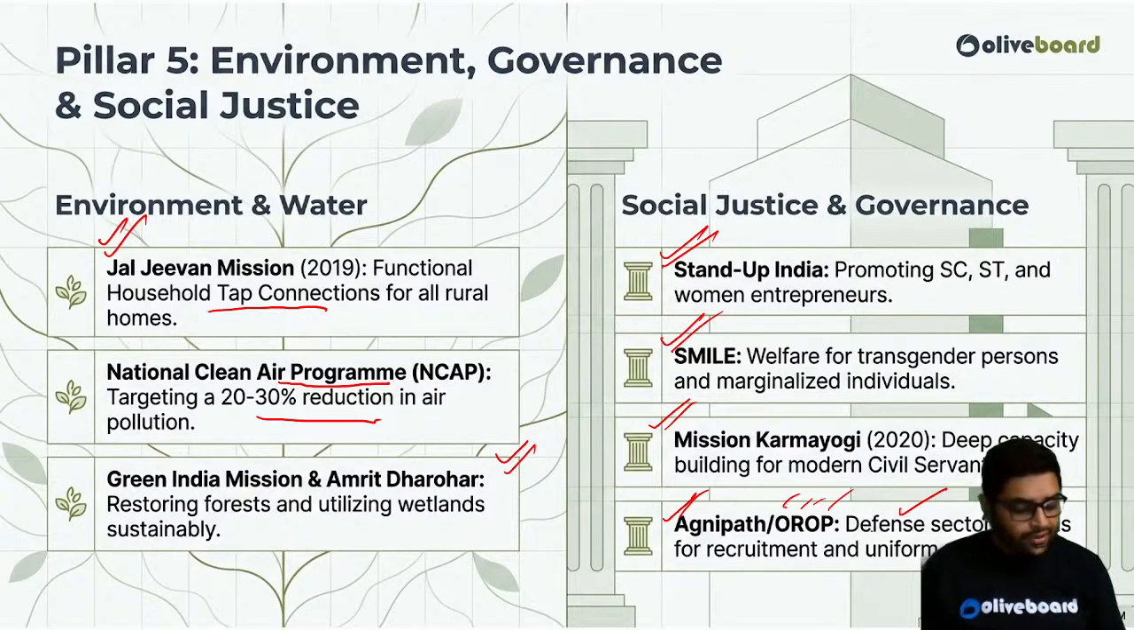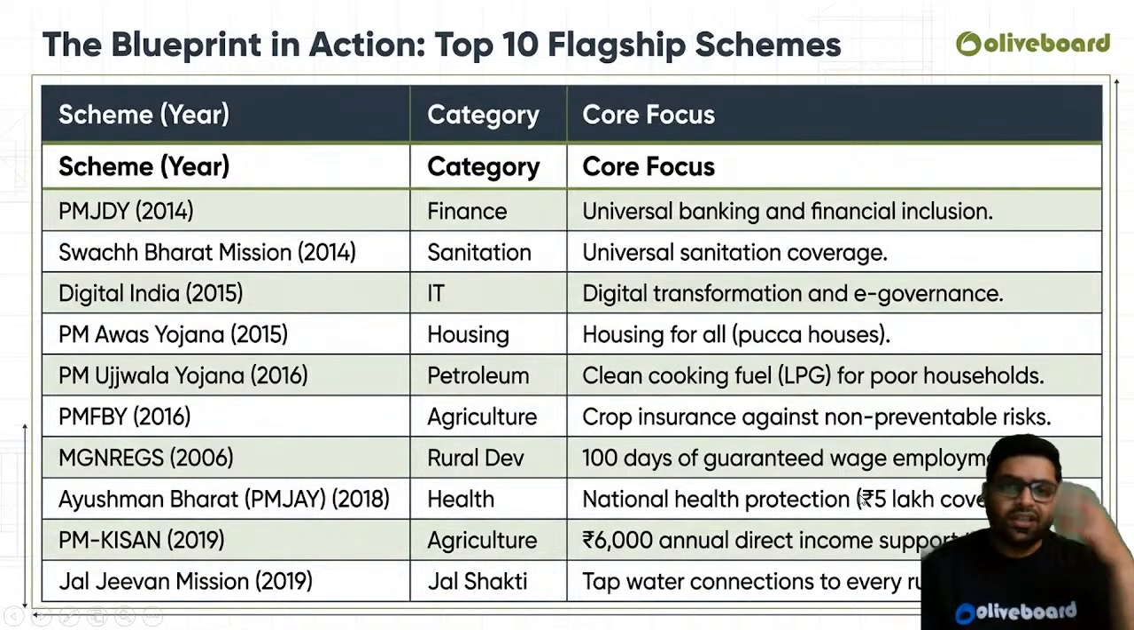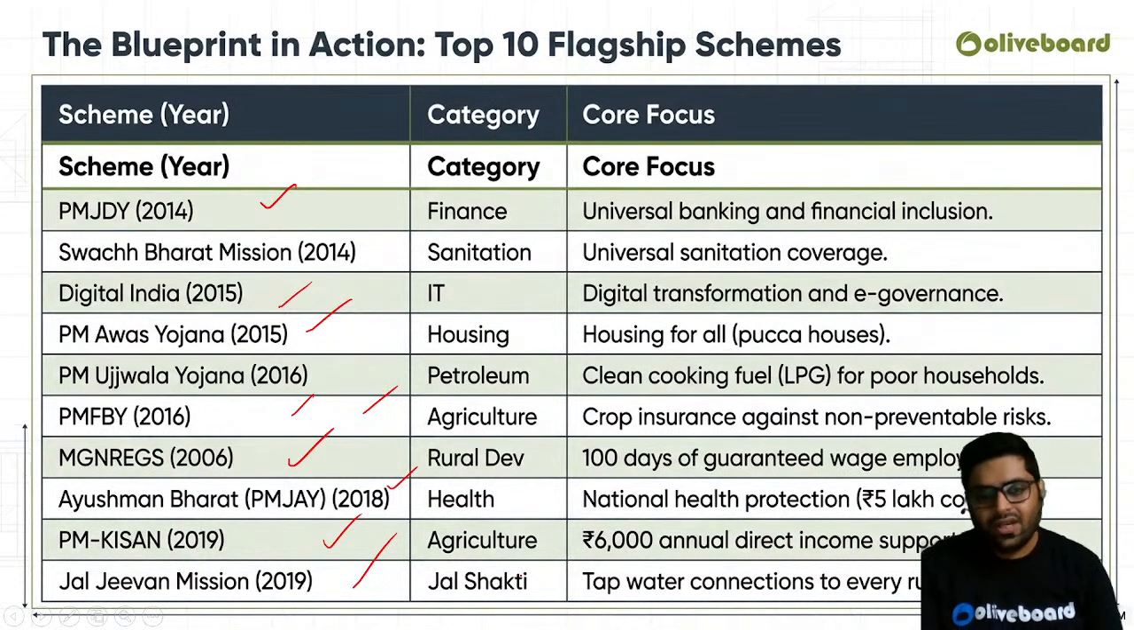So, see, we had such a wide variety of schemes. We have such a huge array of schemes. Correct? So, this is a table of some of the most important schemes. Pradhan Mantri Jan Dhan Yojana, Swachh Bharat Mission, Digital India, PM Awas Yojana, Ujjwala Yojana, Fasal Bima Yojana, MGNREGA, Ayushman Bharat, PM Kisan, and Jal Jeevan Mission. So this was a set of schemes I had brought for you.